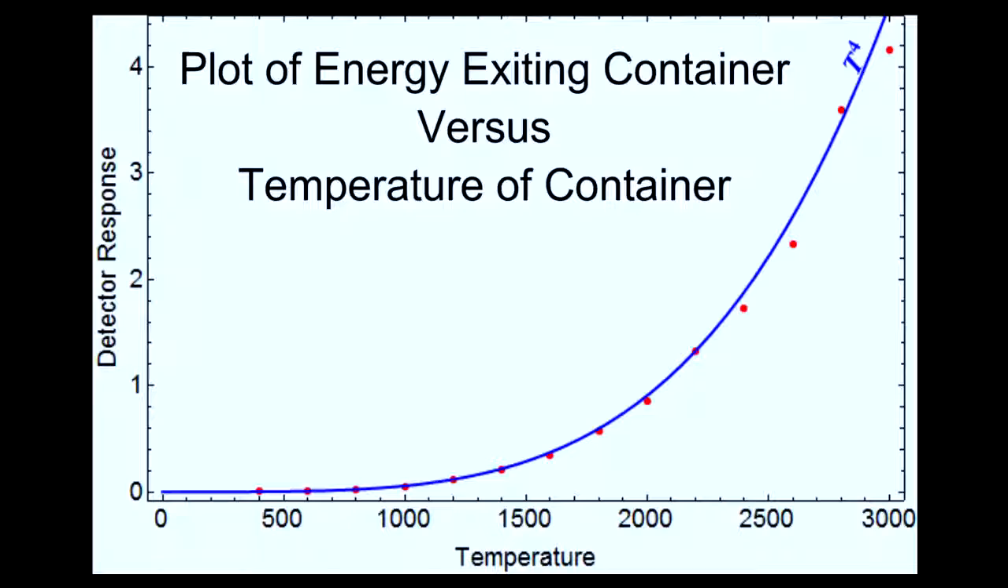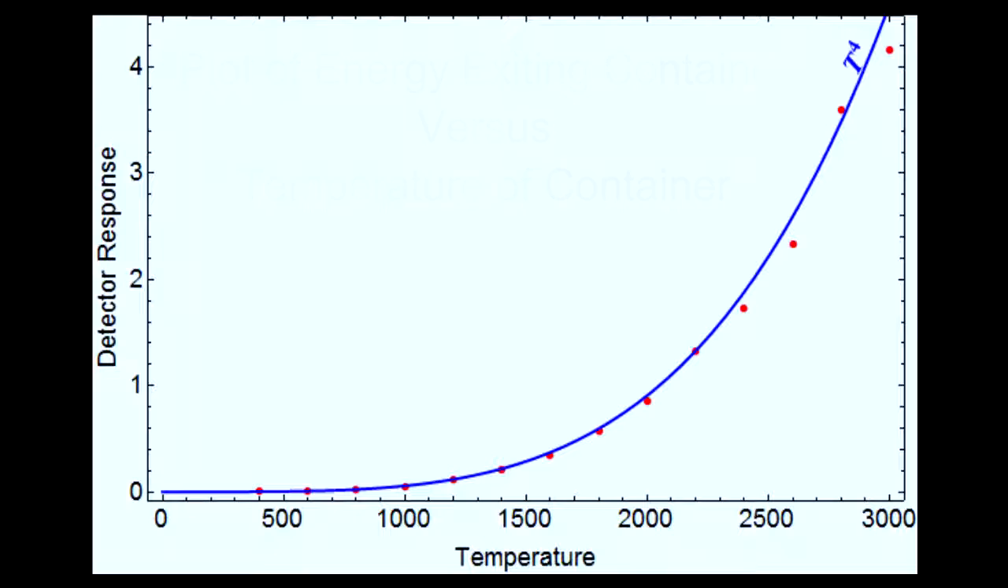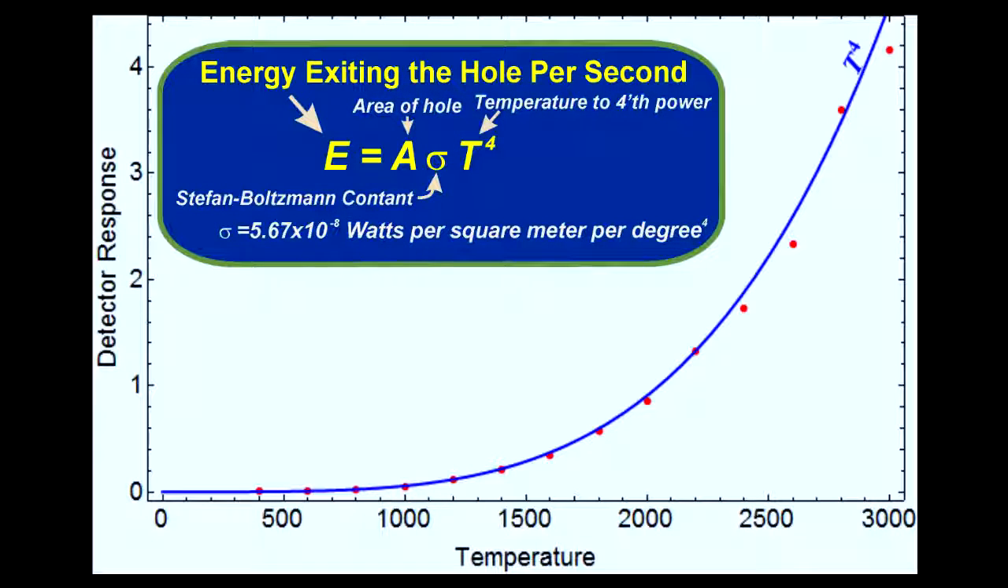So they developed an empirical formula for the total amount of radiation emerging from a hole of area A, and it looked like this. The energy emerging is equal to the area of the hole times a constant called sigma times the temperature to the fourth power. The new proportionality constant, sigma, was named Stefan-Boltzmann's constant. The formula fit the data when the constant was adjusted to 5.67 times 10 to the minus 8th watts per square meter per degree to the fourth.